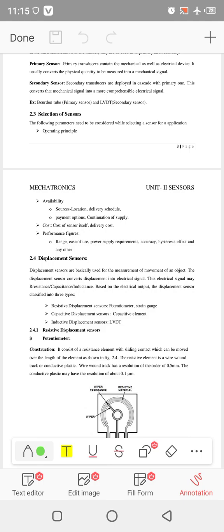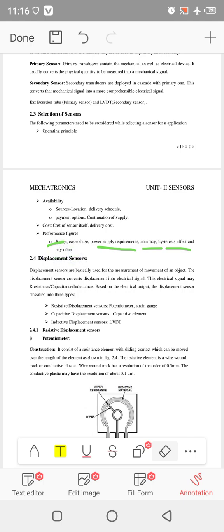For performance figures, we should consider the characteristics of sensors also when selecting our sensors. These include range, power supply requirement, accuracy, hysteresis, and other ones. Let us start the sensor types.